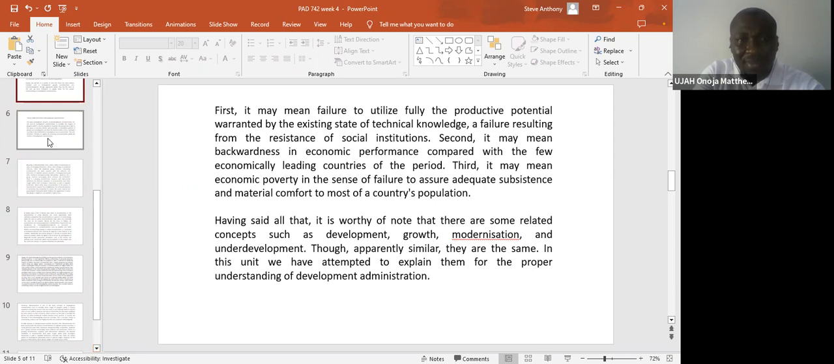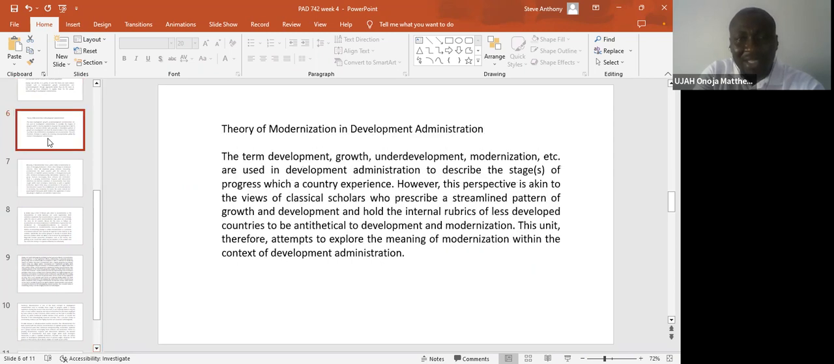However, there are other aspects that tend to give an in-depth analysis of what we have discussed so far. And here we are now saying the theory of modernization in development administration. Remember, we have looked at it from an economic angle, which is very holistic. But now it is being narrowed to issues of development administration as it concerns this course. And we say that the terms development, growth, underdevelopment, modernization, etc., are used in development administration to describe the stages of progress which a country experiences.